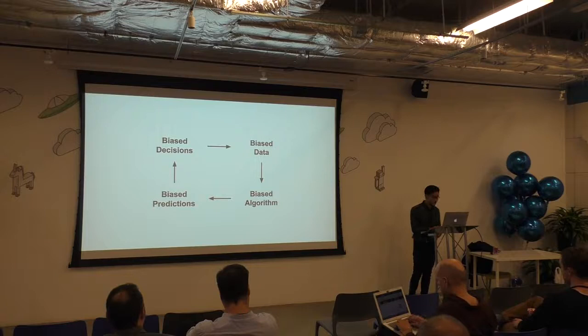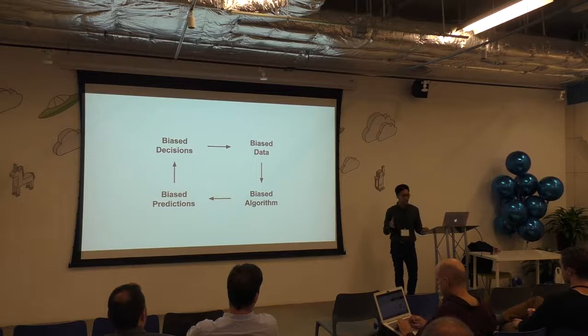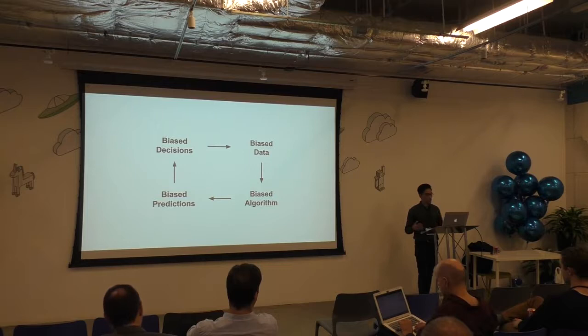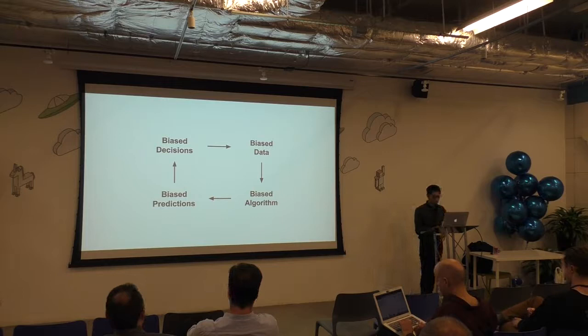And by the way, this also happens even if you don't include any kind of sensitive attribute like race, gender, sex. The underlying correlations between other seemingly unrelated or non-sensitive features will get you these biased algorithms. And then these algorithms will generate predictions, which then feed back into the real world, and you have this kind of vicious circle. So just to reiterate the problem.